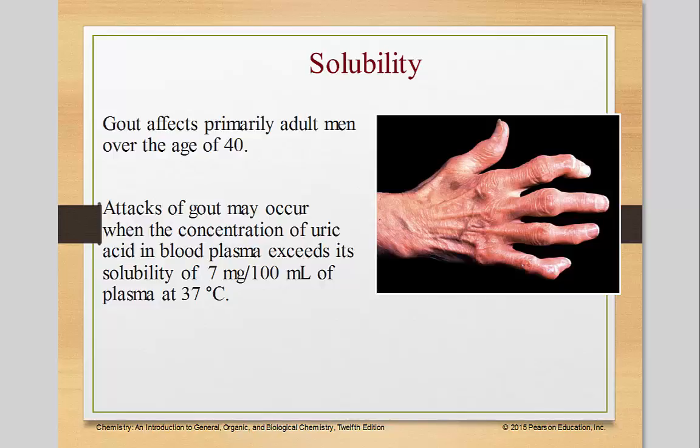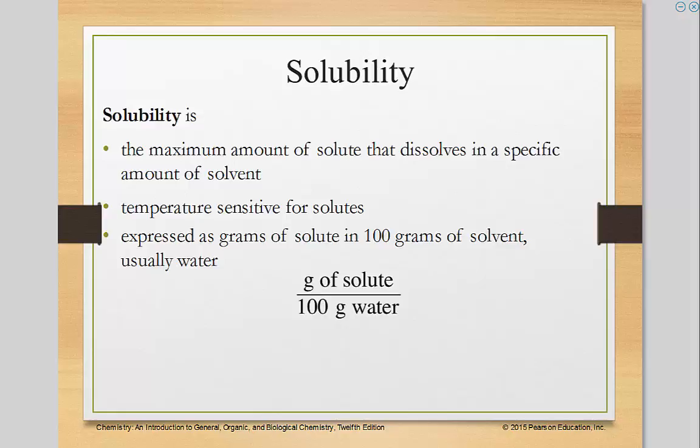This tutorial discusses solubility. Solubility is the maximum amount of a solute that dissolves in a specific amount of solvent. So just how much of that substance you can get into the solvent. And it is temperature dependent. So as the temperature changes, the solubility will change.